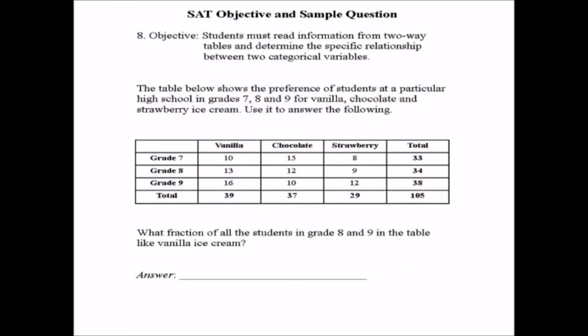The table below shows the preference of students at a particular high school in grades 7, 8, and 9 for vanilla, chocolate, and strawberry ice cream. Use it to answer the following. What fraction of all the students in grade 8 and 9 in the table like vanilla ice cream? Now for this, you don't have A, B, C, or D. You have to put an answer, work it, and put an answer. And they want the answer written as a fraction.